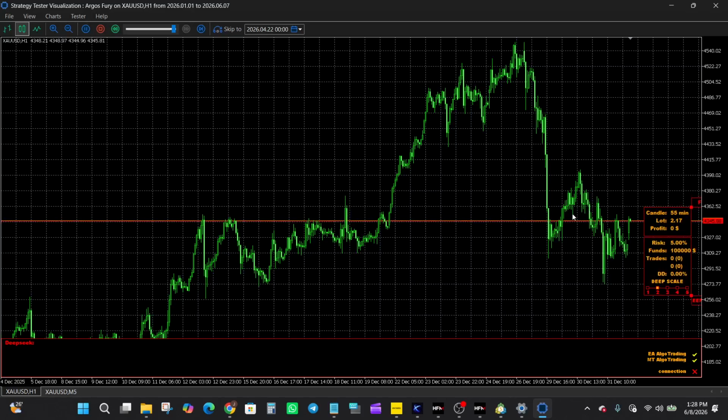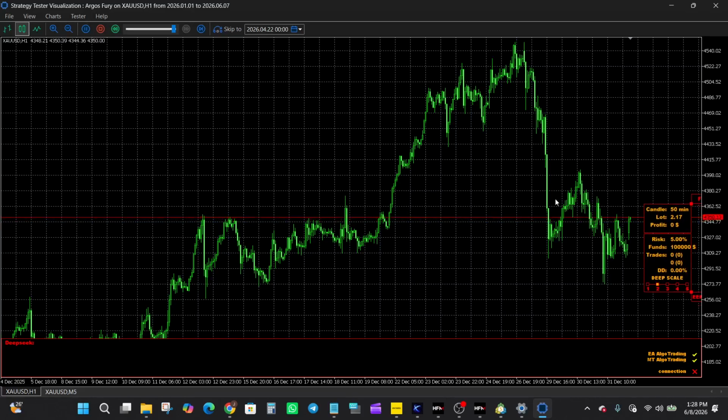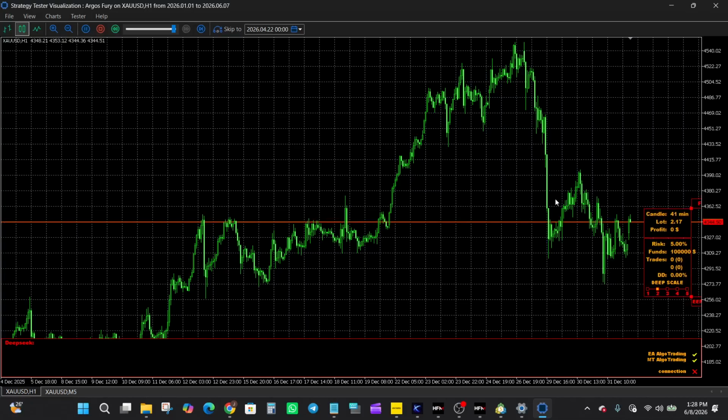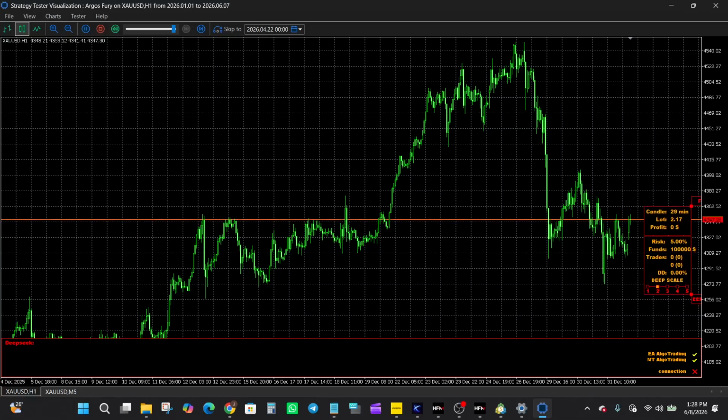All right. Anyways, overall, the Argos Fury EA for MT5 presents an interesting concept by combining DeepSeek analysis with a dynamic reversal zoning approach focused on XAUUSD on the H1 time frame. As with any automated trading system, I would strongly recommend conducting your own testing and optimization before considering live deployment so you can determine whether it fits your personal trading objectives and risk tolerance.